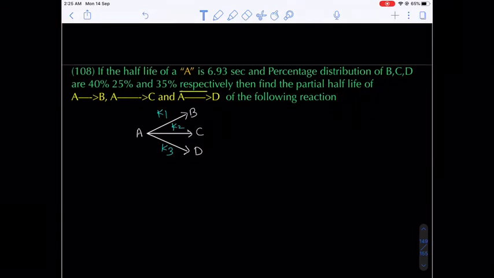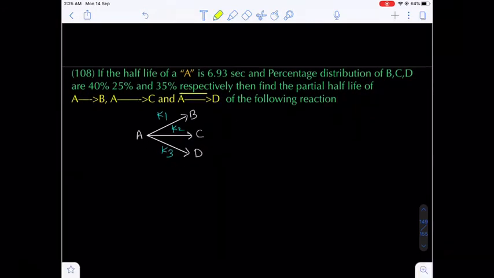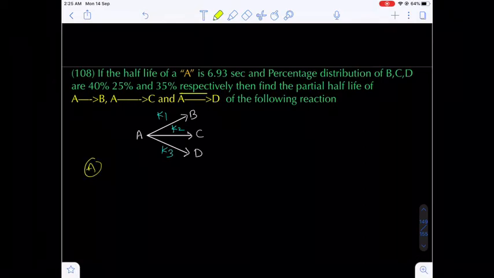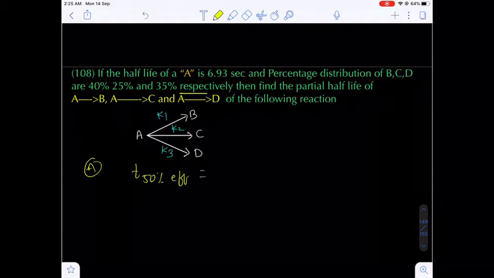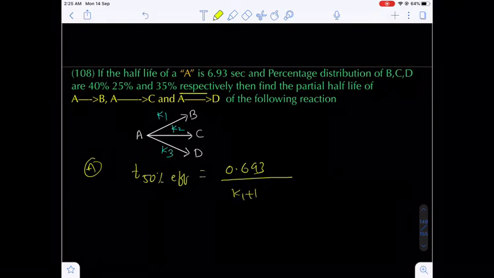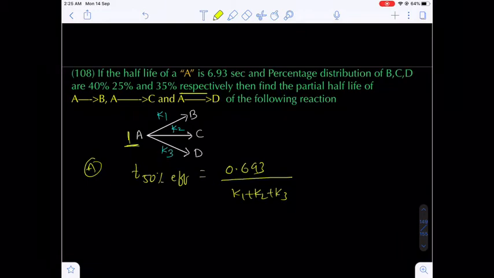Now first of all, what is the overall effective half-life? T50 effective will be equal to 0.693 divided by K effective, nothing but K1 plus K2 plus K3. The stoichiometry of the reactant is only 1, that's why 1 into K1 plus K2 plus K3, that is nothing but K1 plus K2 plus K3. Are you getting my point? The half-life of the effective reaction is given.